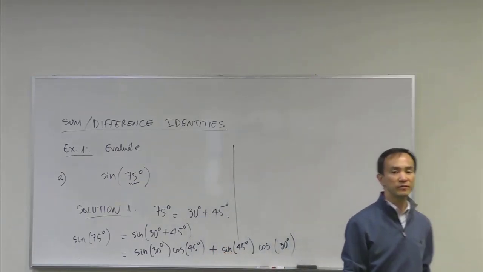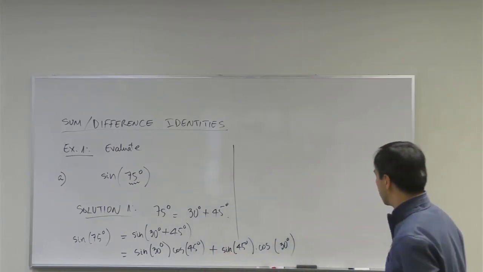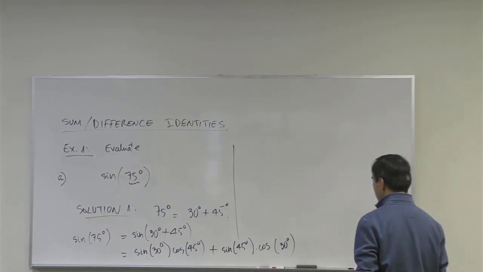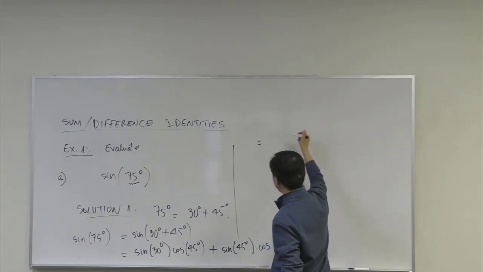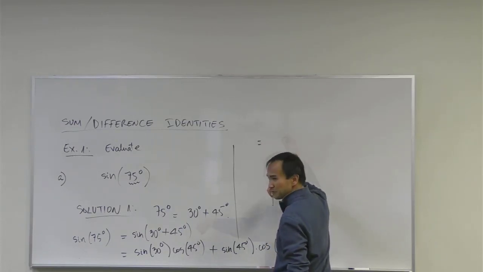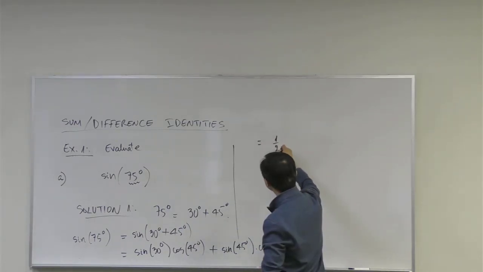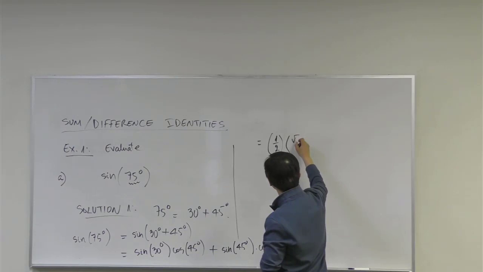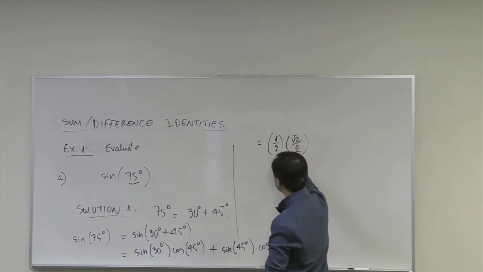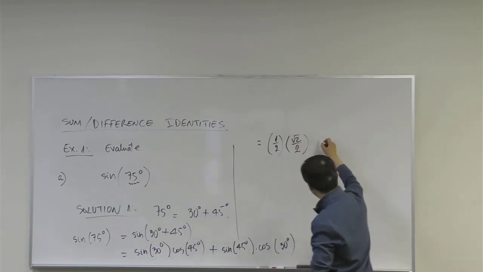Now each one of those is within our capability to reach, so we can all easily find the answer here. Sine of 30, 1/2, very good. So that's 1/2, sine of 30 degrees. What about cosine of 45 degrees? √2/2. So these two multiply, and we're going to add according to the formula.